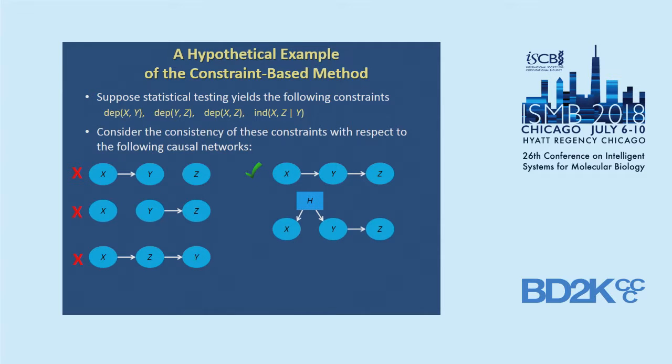H is a hidden variable here in the box. Even if we have this hidden variable causing X and Y, so they're confounded by H, we still get this fourth set of dependencies. And if we have H causing X and Y and X causing Y, we get the four constraints also. And then there's 90 other additional causal networks that we could enumerate. And it turns out that none of these satisfy all four tests.